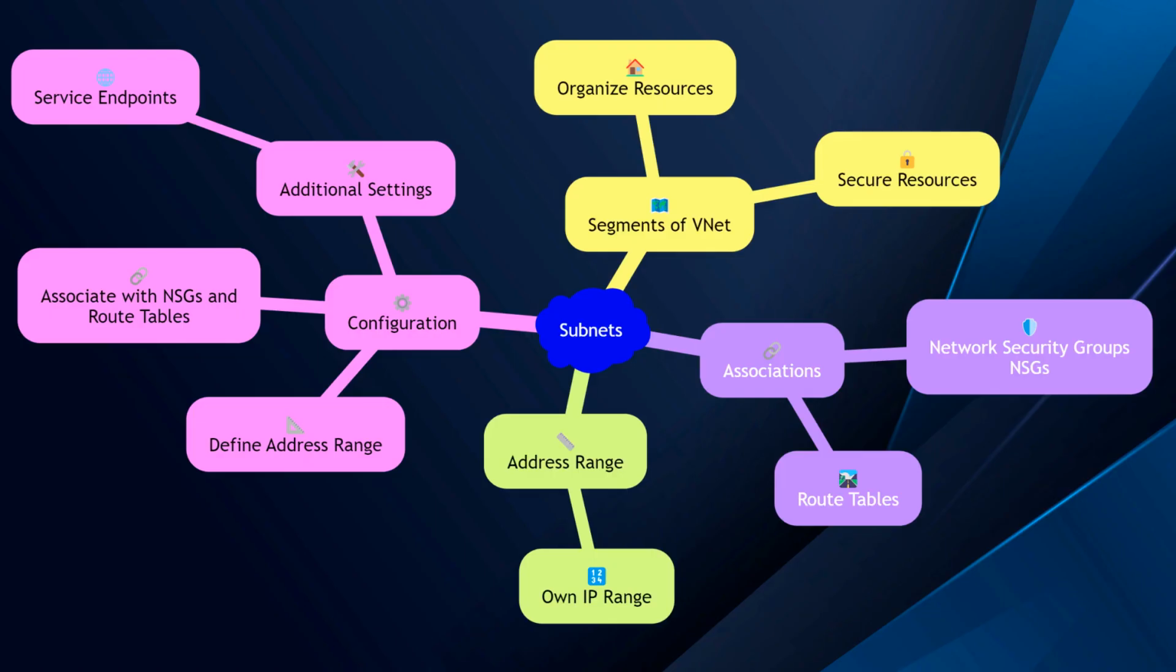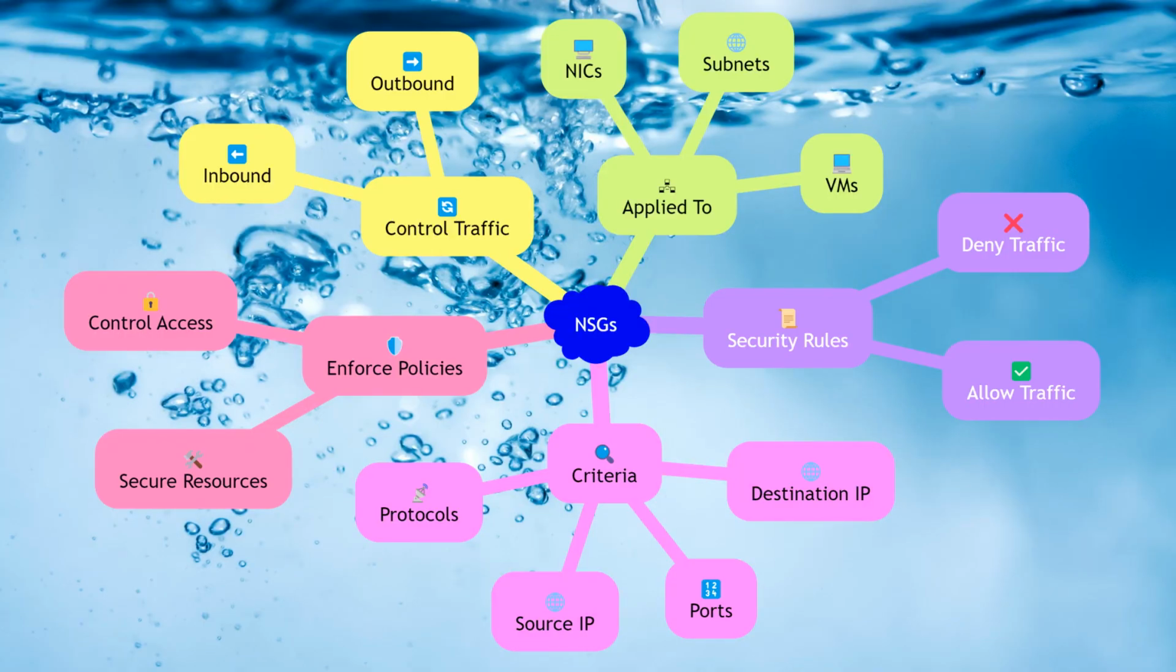Subnets are segments of a VNet's address space that help organize and secure your resources. Each subnet has its own range of IP addresses and can be associated with network security groups, NSGs, and route tables. Configuring subnets involves defining their address range, associating them with NSGs and route tables, and configuring any additional settings such as service endpoints.